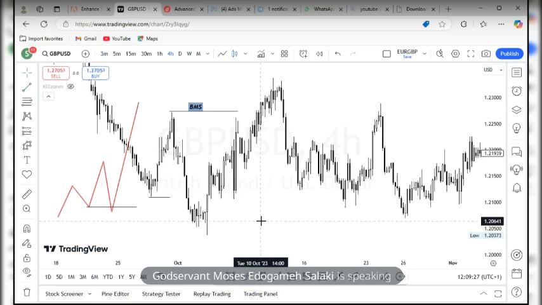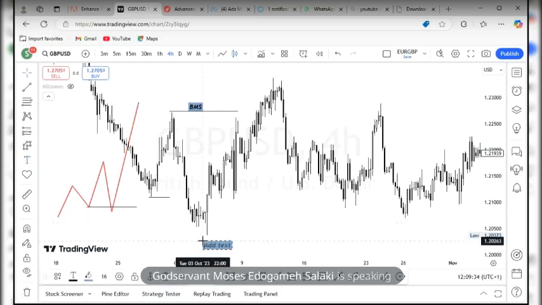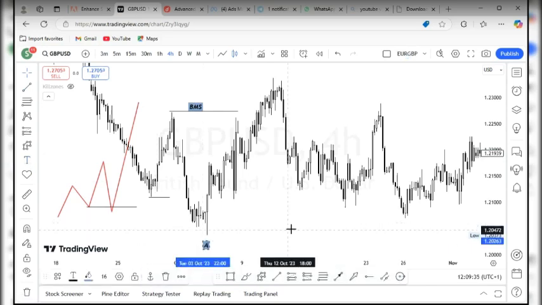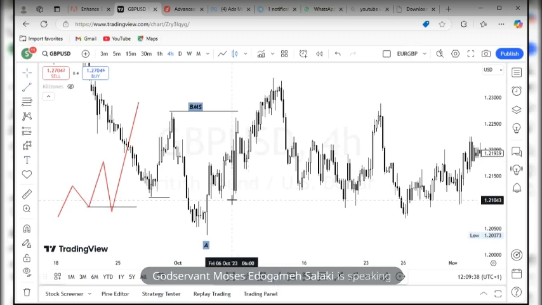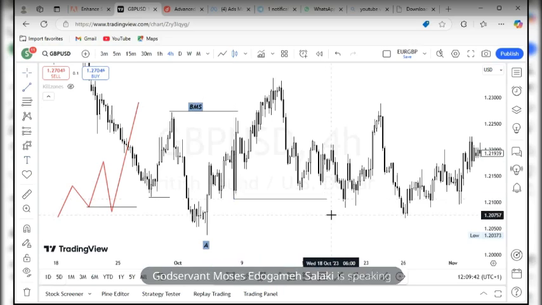So what you want to begin to look for is this ABC pattern. I can already spot the ABC pattern here. This is my A leg. This is my B leg. Who is at the gate at this time? And this is my C leg, which is my complete trading range.